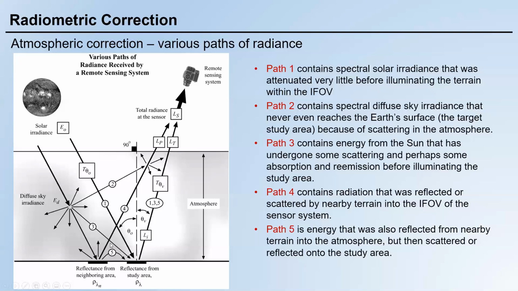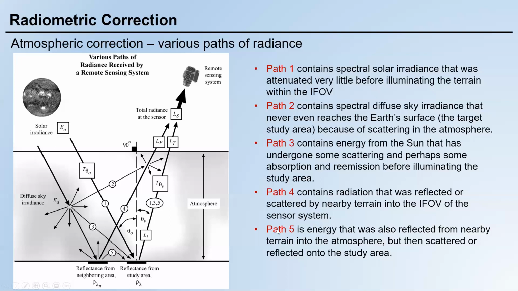Path 4 contains radiation that was reflected or scattered by nearby terrain into the IFOV of the sensor system. IFOV here is for instantaneous field of view. And path 4 is also useless because it is reflected by a specific surface outside our study area. So it contains the information of the surface object, but that object is not something we care about because this area is outside the study area.